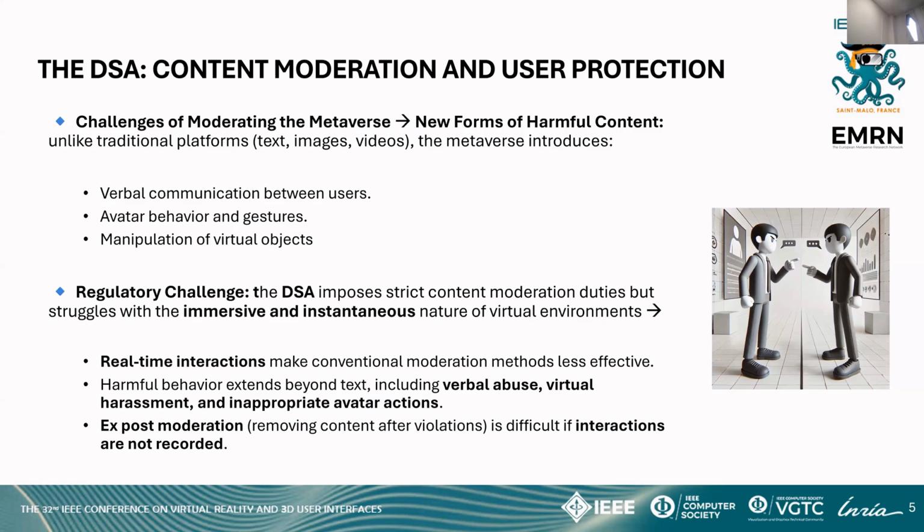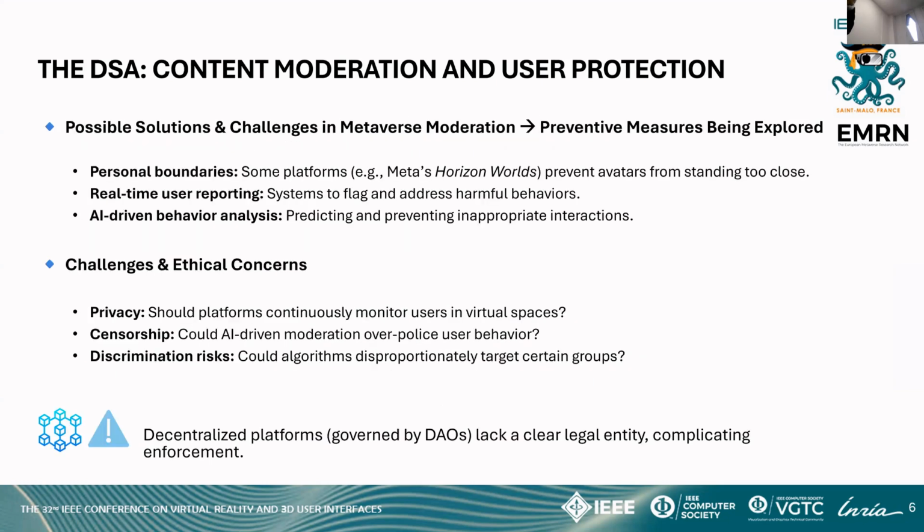And in order to circumvent them, platforms are already starting to adopt certain measures. So for instance, we've seen it with personal boundaries in Horizon Worlds. You can now activate these boundaries that will drive other avatars away and therefore avoid inadequate avatar behavior. Then we also have real-time user reporting systems so that users can notify the illicit conduct or behavior as it is happening, in order not to wait for it to be over. And last but not least, we also have AI-driven behavior analysis in order to identify, to predict, and to prevent unlawful behavior before it happens.